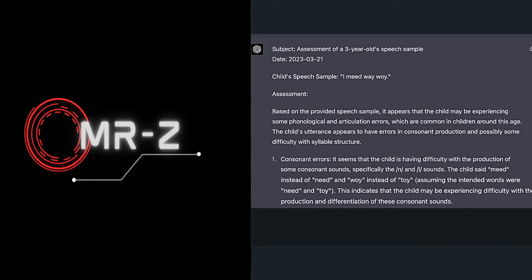And then it has in parentheses its assumption. It says, assuming the intended words were need and toy. Because you can remember, my speech sample was "I need way woy," which my wife told me wasn't a very good example, may not be something that a child would actually say. Despite that, it's still figuring out that if that's really what the child said, this is probably what they were intending to say. And then it's telling me they're having consonant errors, specifically trouble with N and L sounds.